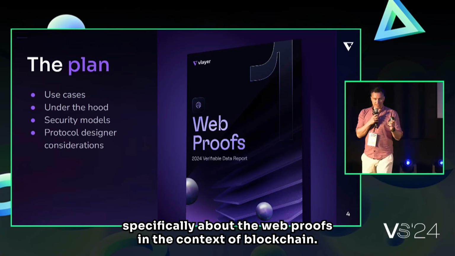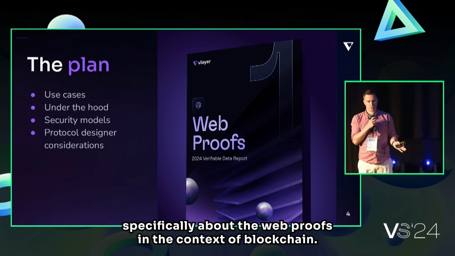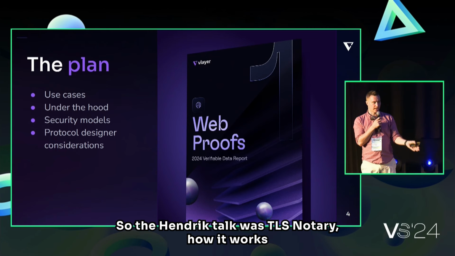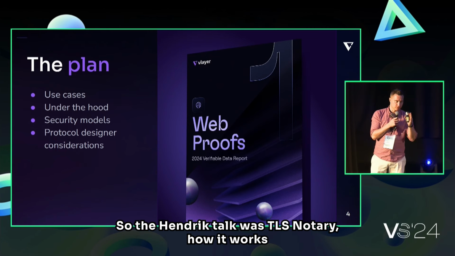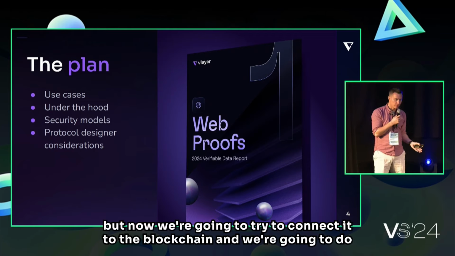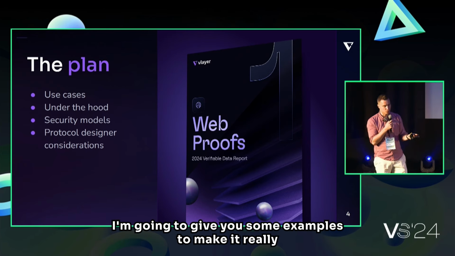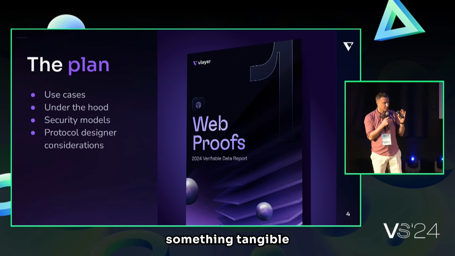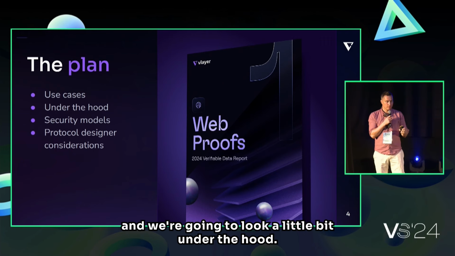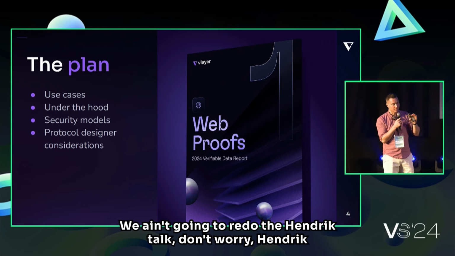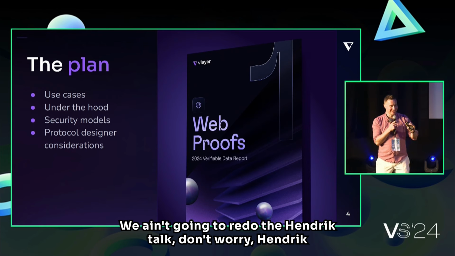I'm going to talk specifically about web proofs in the context of blockchain. The Henrik talk was about TLS notary and how it works, but now we're going to try to connect it to the blockchain. We're going to start with some use cases. I'm going to give you some examples to make it tangible, and we're going to look a little bit under the hood. We aren't going to redo the Henrik talk, don't worry, Henrik.